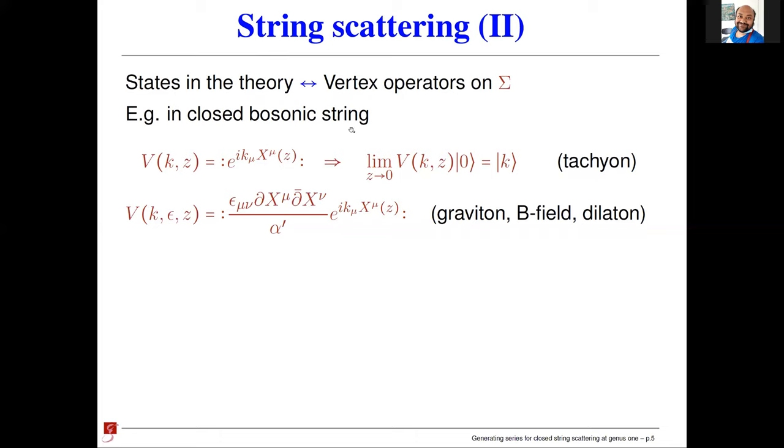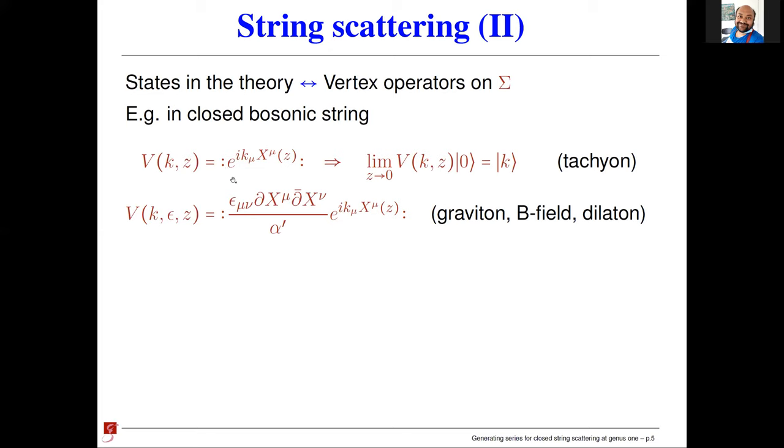In the closed bosonic string, you could write down an operator which is e to the i k, and then this field x on the world sheet. So z here is a coordinate on the world sheet, x is this map that we saw on the previous slide, and k_mu is just something that I need to absorb the Lorentz indices, and you can think of this as the space-time momentum. So mu is a space-time index. And the colons indicate normal ordering.